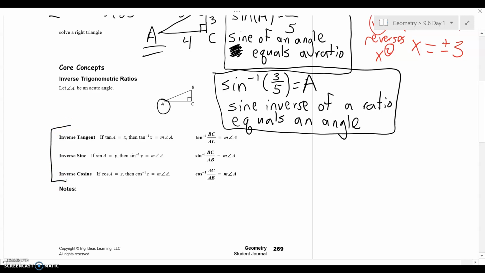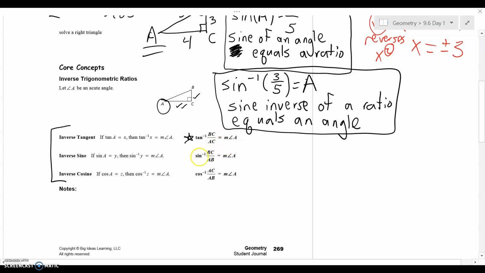So they're putting some math terminology with this, but ultimately what you've got here is, okay, we've got tangent inverse of BC over AC. Well, BC is right there, AC is right here, so that is opposite and adjacent, which is what tangent is. But now we're going to go tangent inverse of that ratio equals the measure of angle A.